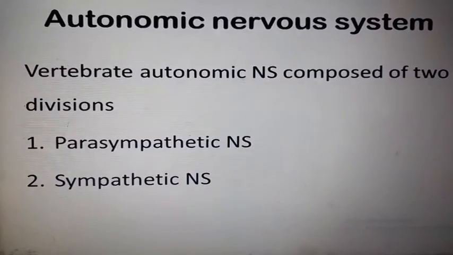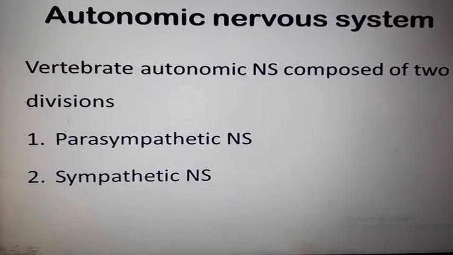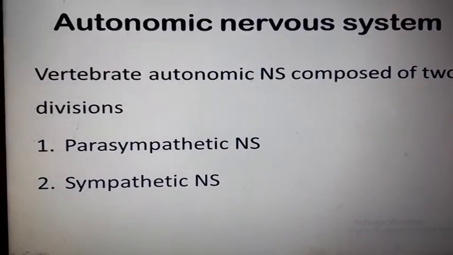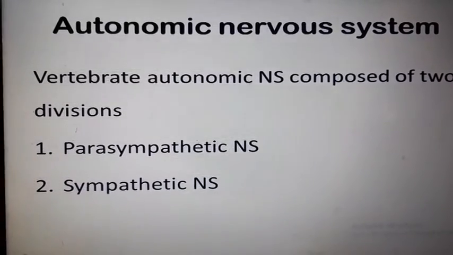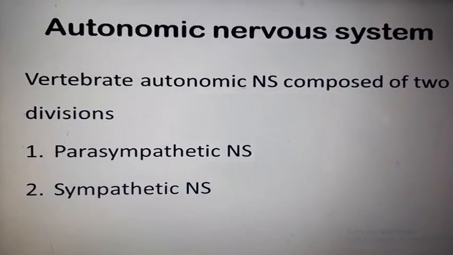The vertebrate autonomic nervous system is composed of two divisions that act antagonistically to control the body's involuntary muscles and glands. The first one is the parasympathetic and the second one is the sympathetic nervous system.